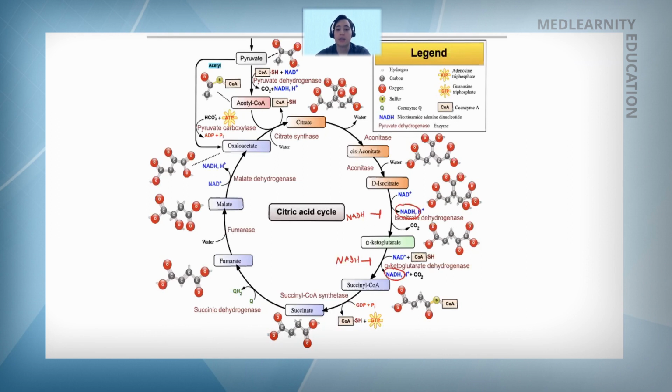And the last step here that produces NADH is the enzyme malate dehydrogenase that converts malate to oxaloacetate. So NADH also will inhibit this step. So what happens as a result is that everything back here will be backed up. And in the end, you get a very large elevation in acetyl-CoA. And that'll lead to a bunch of different consequences.